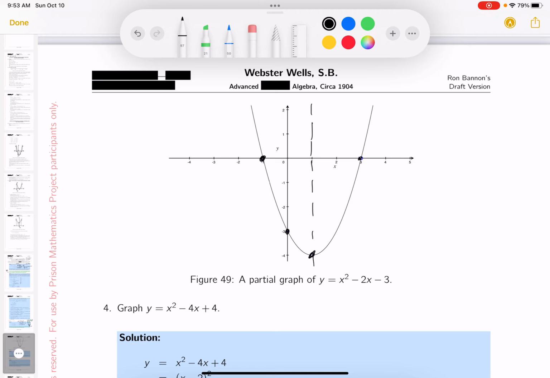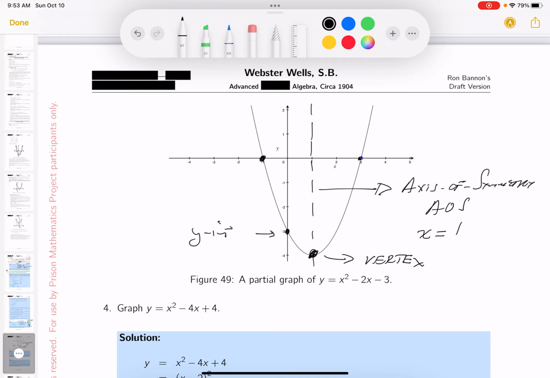What am I talking about? This is an axis of symmetry here. We abbreviate that AOS. And what's that going to be? It appears to be x equals, always going to be equal to 1. This point over here has a special name. This is the vertex. This is the y-intercept. This is one of the x-intercepts. And that's the other x-intercept.